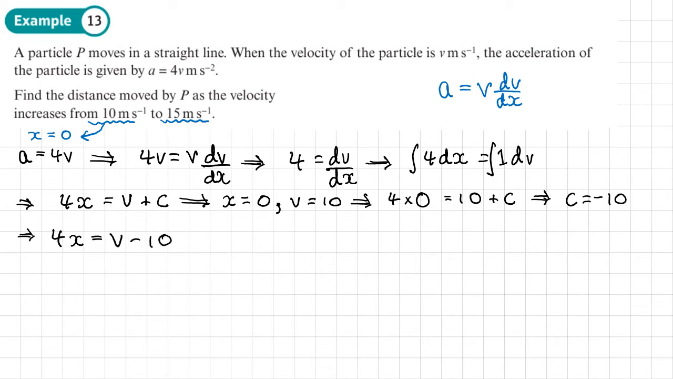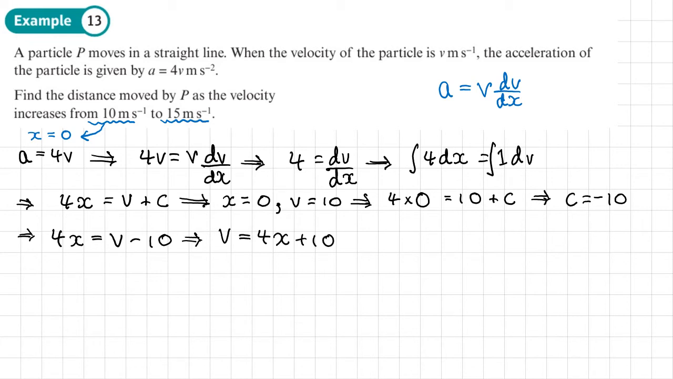Now if I'd put my constant of integration somewhere else, or I'd separated the variable slightly differently, I may get a different value for c. However, we will still get the same final solution. So if I rearrange it for v, I have v is equal to 4x plus 10.